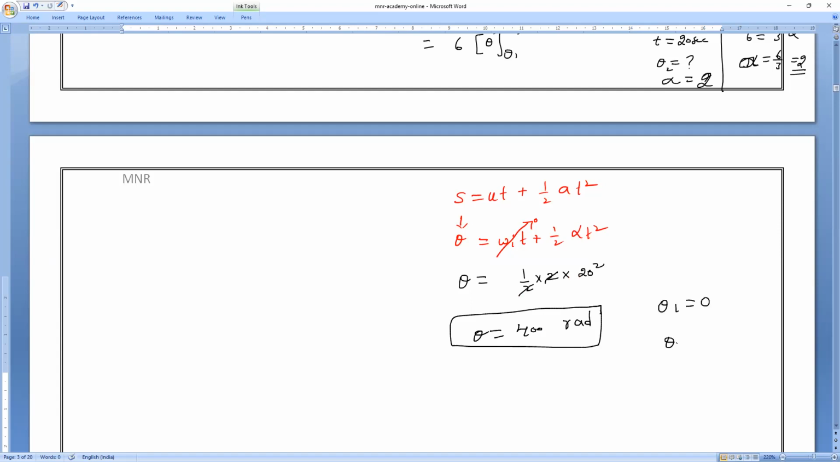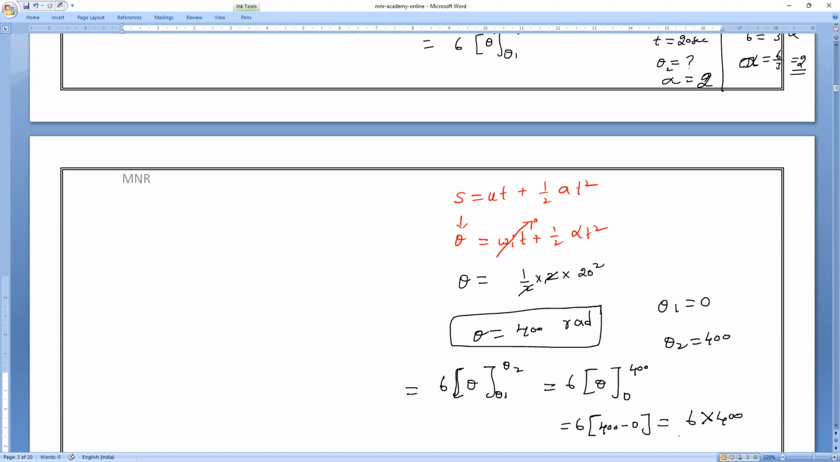Theta 1 is 0 and theta 2 is 400. So you can substitute it: the integral from theta 1 to theta 2 is 6 into theta, from 0 to 400. If I substitute it, 400 minus 0, which is 6 into 400, equals 2400 joules. So that is the answer.